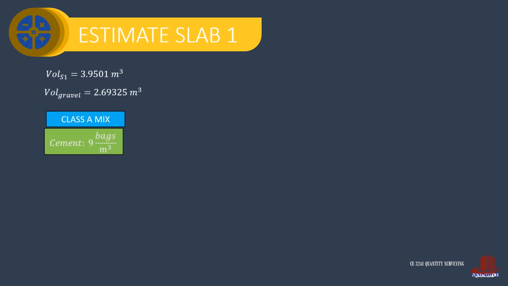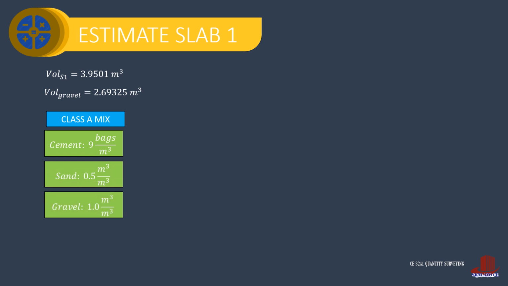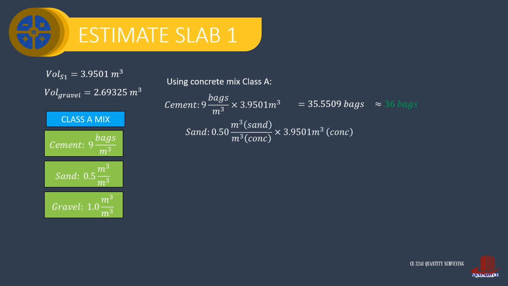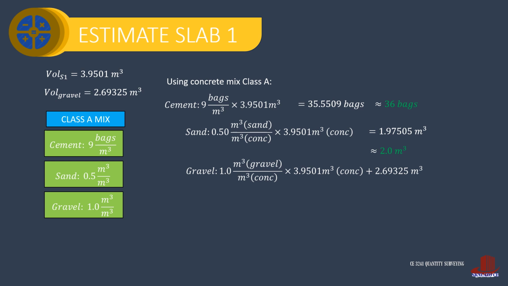With the volume already known, we again use Class A. So for cement, multiply 9 by the volume and get 35.5509, rounded off to 36 bags. Sand has 0.5 times the volume to give 1.97505, or 2 cubic meters. Then gravel is 1 times the volume. Then add the volume for gravel bed, which is 2.69325. Sum up to 6.64335 cubic meters, rounded off to 7.